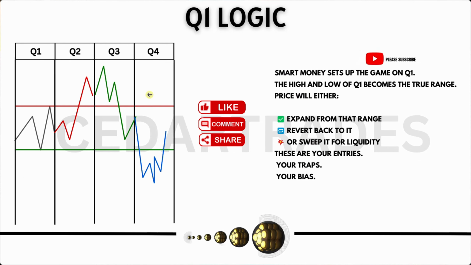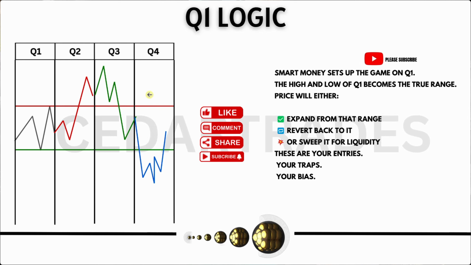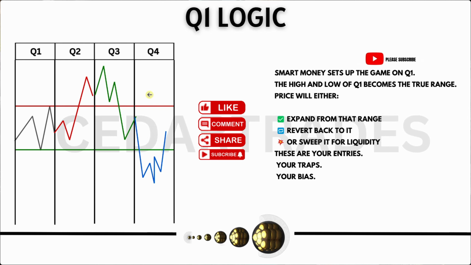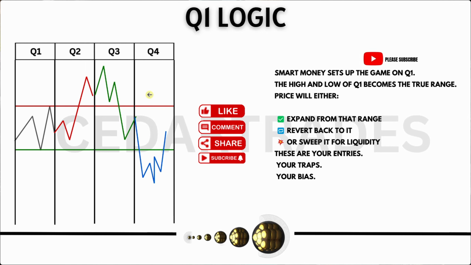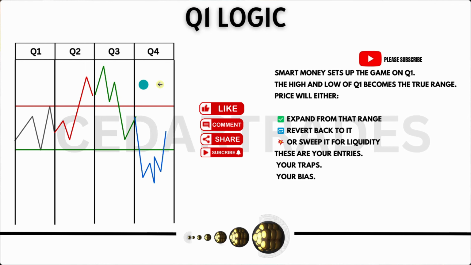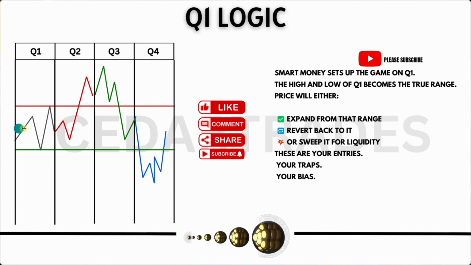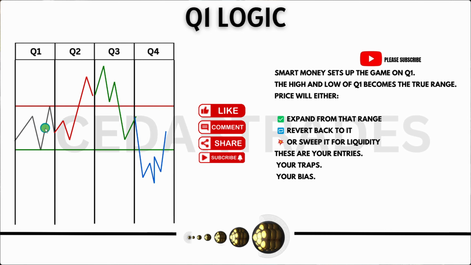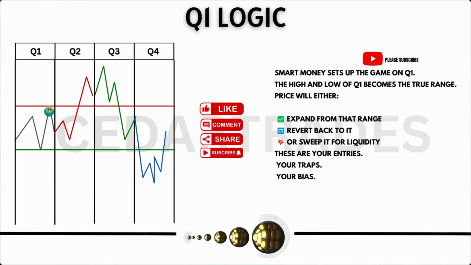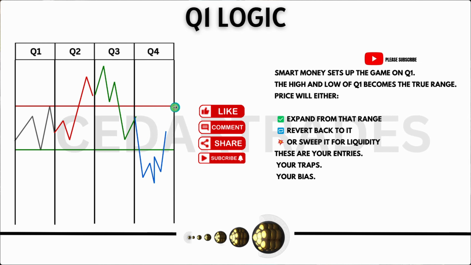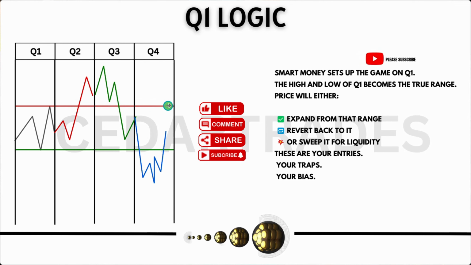And again, here's the Q1 logic, or the first quarter logic. So smart money sets up the game on the first quarter here. The high and low becomes the true range for the rest of the cycle. So whatever cycle you are looking at, that's why I didn't highlight what this is, but I'm only highlighting the Q1 logic because it applies to every cycle. So you wanna go mark up your range, your 50% levels as well of those Q1 ranges, and then you set them up for the rest of the cycle. So this is like you are predicting now.